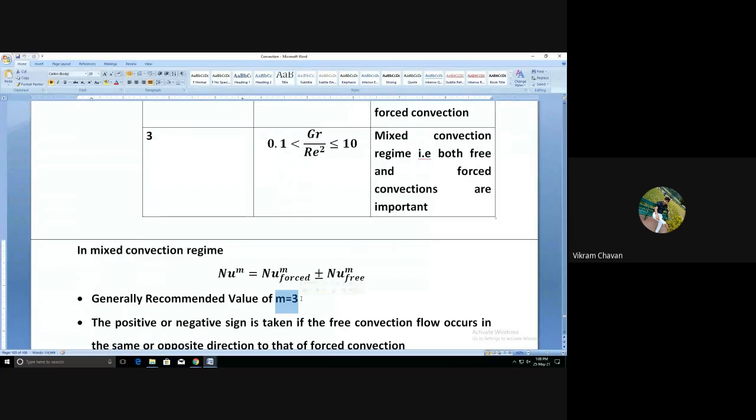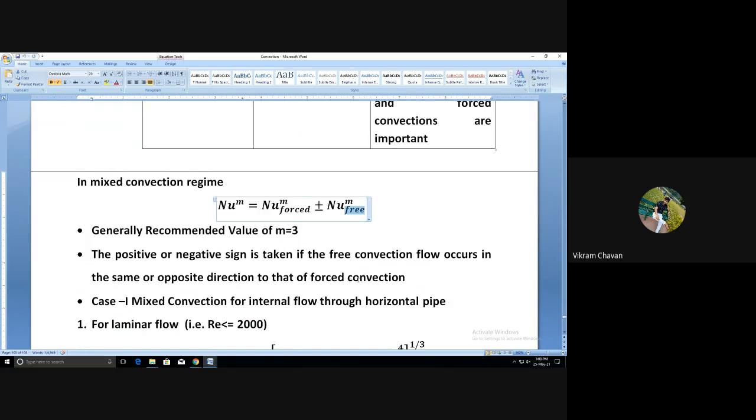Then what is the significance of this plus or minus? If the forced convection and free convection happen in the same direction, then we have to consider the positive sign. And if forced convection and free convection are happening in opposite directions, then we have to consider the negative sign.